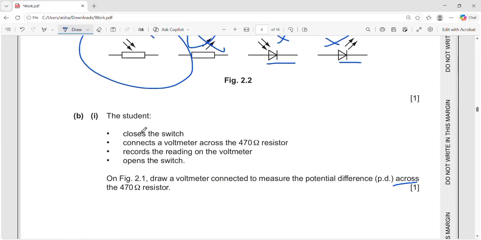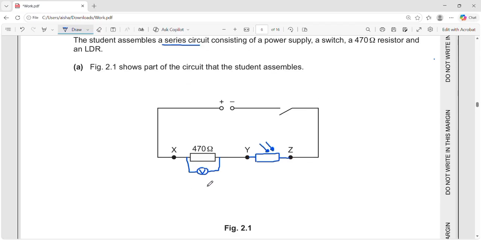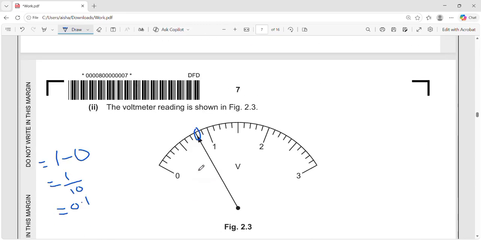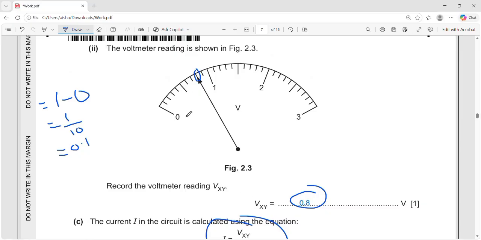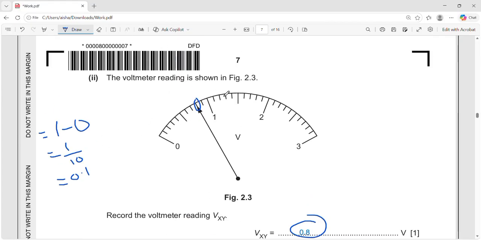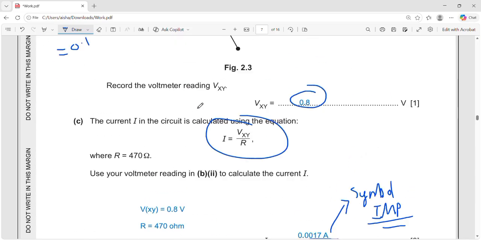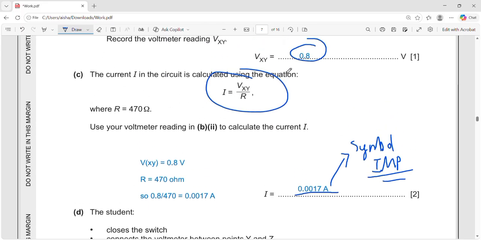The student closes the switch, connects the voltmeter across the 470 ohm resistor, records the reading on the voltmeter, and then opens the switch. On figure 2.1, draw a voltmeter connected to measure the potential difference across the 470 ohm resistor. So this is the 470 ohm resistor, and the voltmeter is always connected in parallel. So we'll draw it like this. The voltmeter reading is shown in figure 2.3. Record the voltmeter reading Vxy. This is 0.8 because each step is 0.1, or we can use the same thing as I told before: 1 minus 0 is just 1, divided by 10 gives you 0.1. So 0.1, 0.2, 0.3, 0.4, 0.5, 0.6, 0.7, 0.8. So that's 0.8.